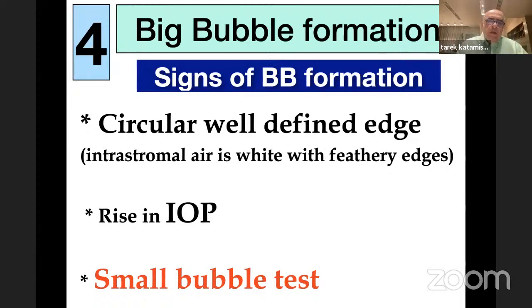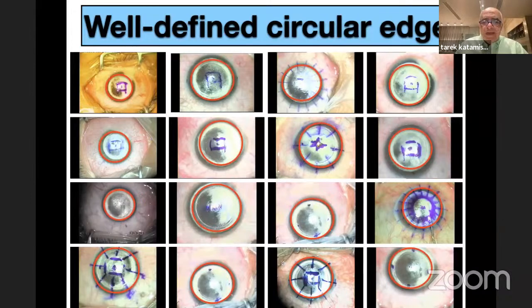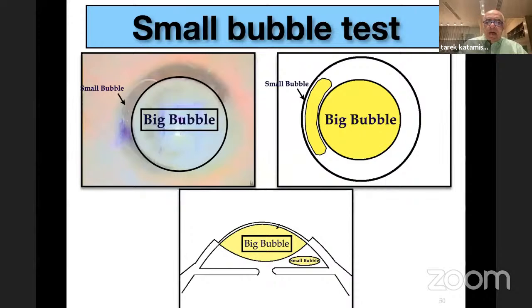And the well-known, famous small bubble test. So this is what I mean by the well-defined edge. And this is the idea of the small bubble test. If you have the big bubble in the middle, and if you inject a bubble in the anterior chamber, this bubble will be seen in a kidney-shaped configuration in the periphery of the anterior chamber, because the center is occupied by the big bubble. So we call this the positive small bubble test.